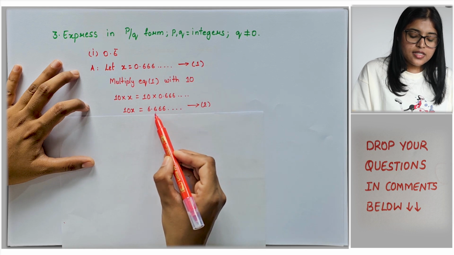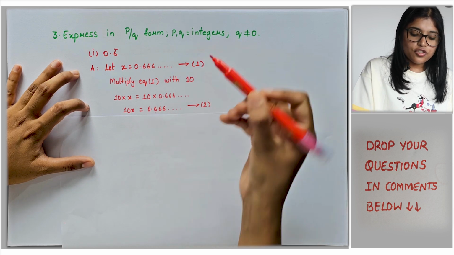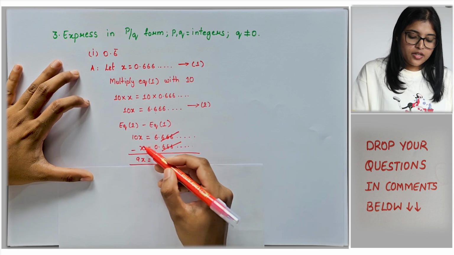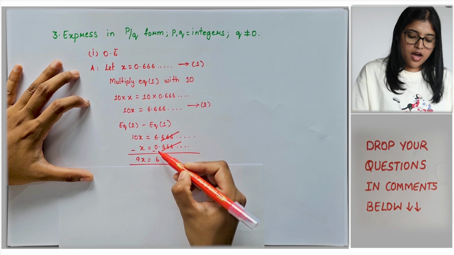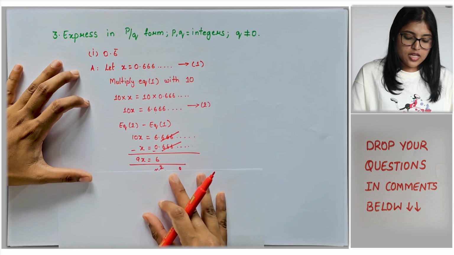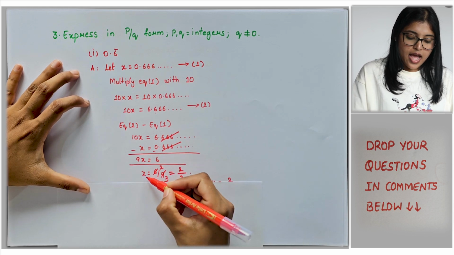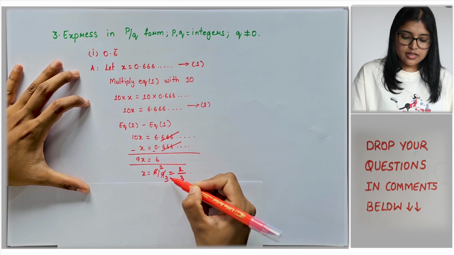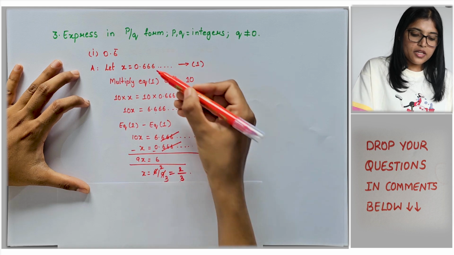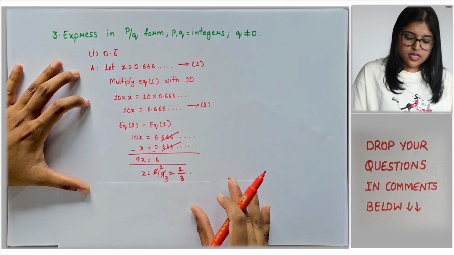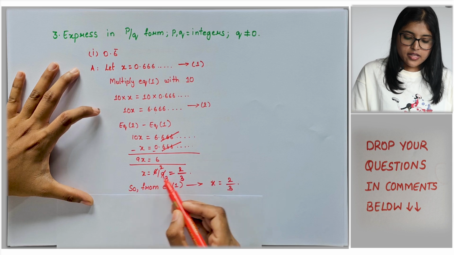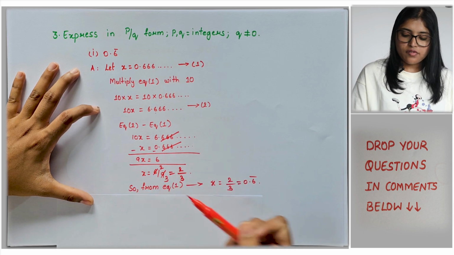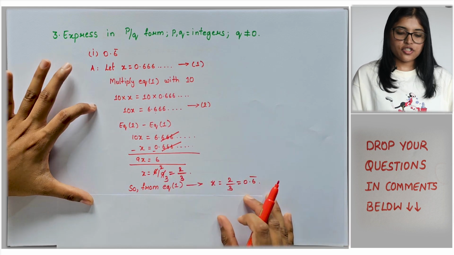In order to eliminate this recurring decimal, I have to do equation 2 minus equation 1, which gives me 10x minus x is equal to 9x, and 6.6 bar minus 0.6 bar equals 6. Now this can be further simplified as x equals 6 by 9, that becomes 2 by 3 because 3 2s are 6 and 3 3s are 9. We know from equation 1 that x equals 0.6 bar. So now I can say that x equals 2 by 3, which is equal to 0.6 bar. That is how we have converted our recurring decimal into a fraction.